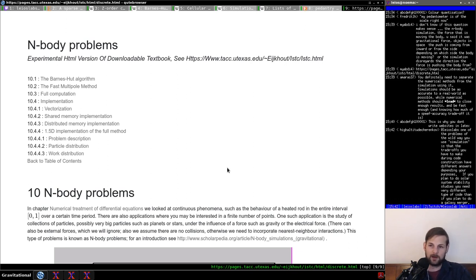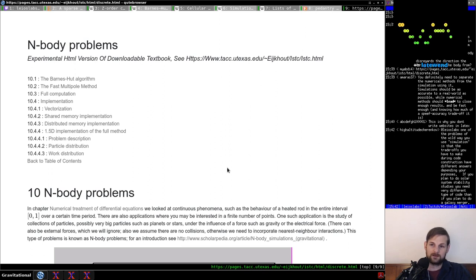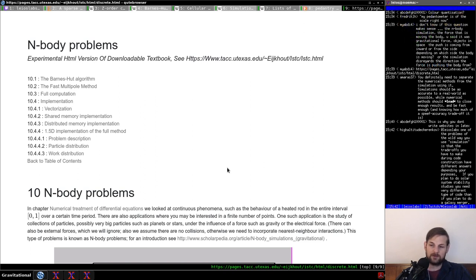One of the problems of the wide way you use simulation is that the trade-offs you have to make during the code construction have different answers depending on the purposes. If you plan to do a solar system stability study, you need a very different type of code than if you plan to do a galaxy merger.